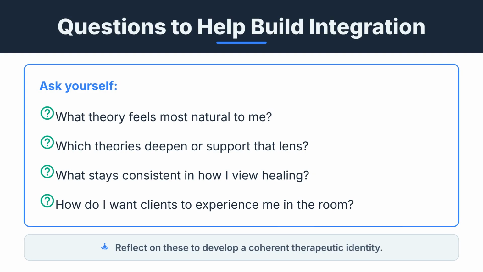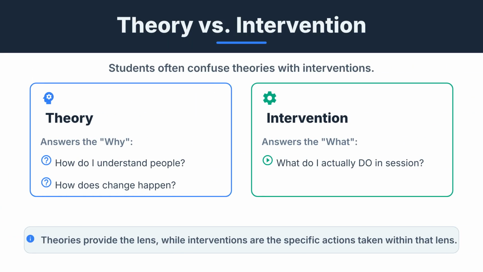To build your integration, ask yourself, what theory feels most natural to me? Which theories deepen that lens? What stays consistent in how I view healing? And how do I want clients to experience me in the room? Students often confuse theory and intervention. Theory answers the why, how you understand people and change. Intervention answers the what you actually do in session. Theories provide the lens, while interventions are the specific actions taken within that lens.